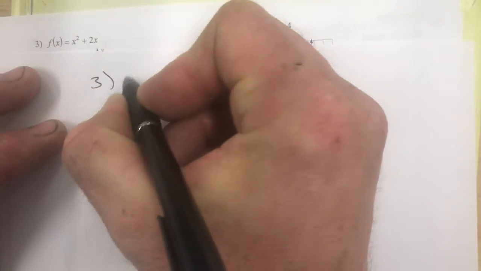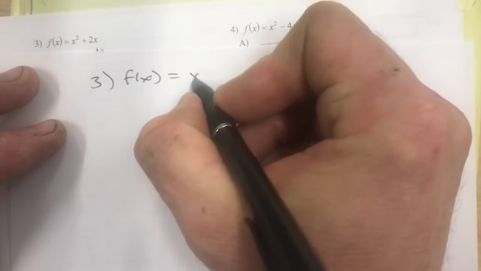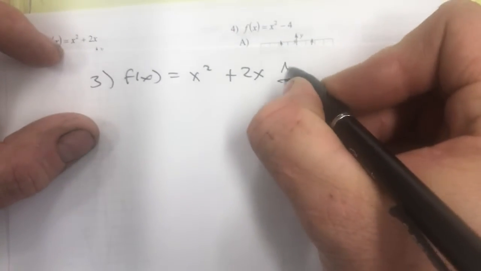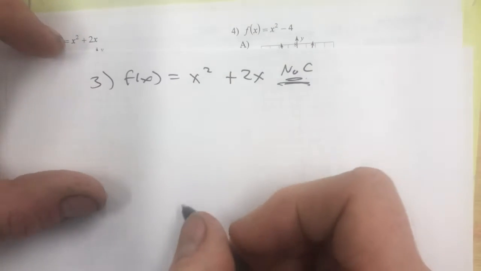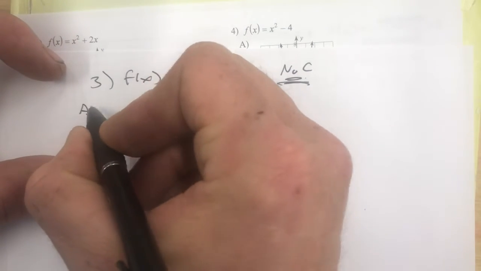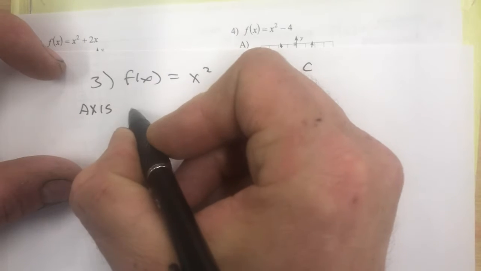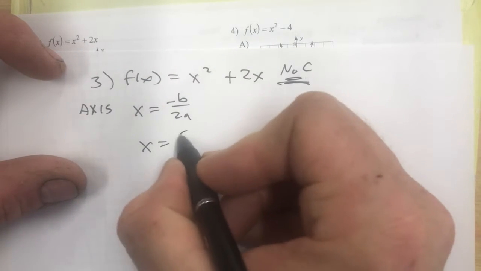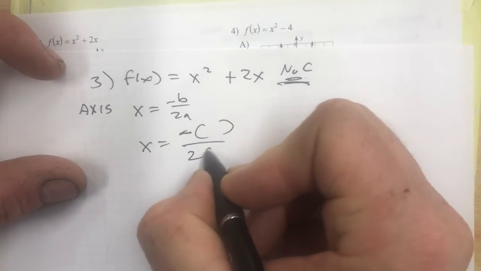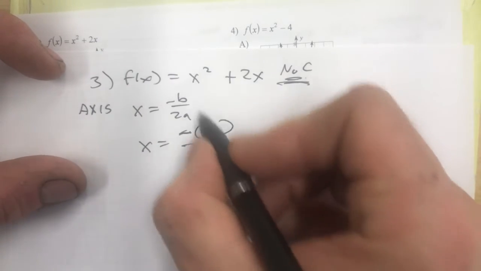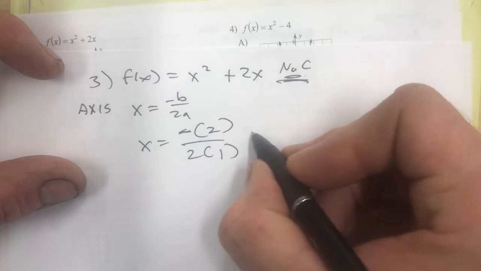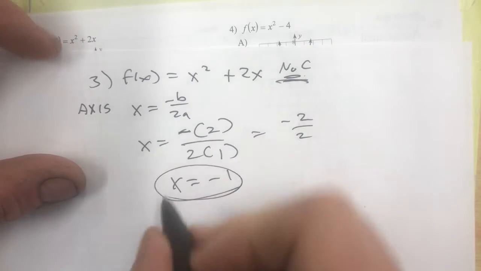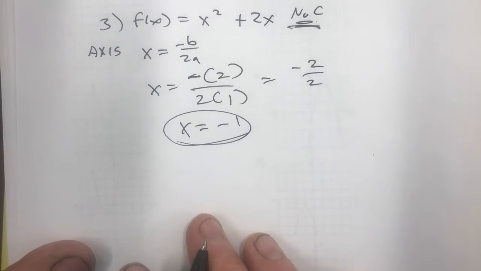Number 3, we got f of x equals x squared plus 2x. All right, notice there's no c here. We have no c this time. All right, so that means my axis of symmetry, x equals negative b over 2a. My b in this one's 2, and my a is 1. That's going to be negative 2 over 2, which is negative 1. That's my axis of symmetry.